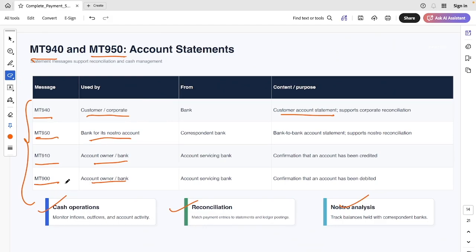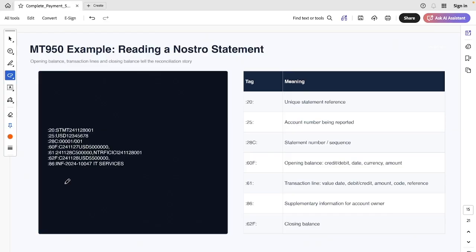Okay, now let us read a simple MT950 example to see how statement information is structured. Start with field 20. This is the statement reference. We have field 25. This shows the account number being reported. Then we have field 28C. This is the statement number and sequence. We have field 60F. This shows the opening balance.